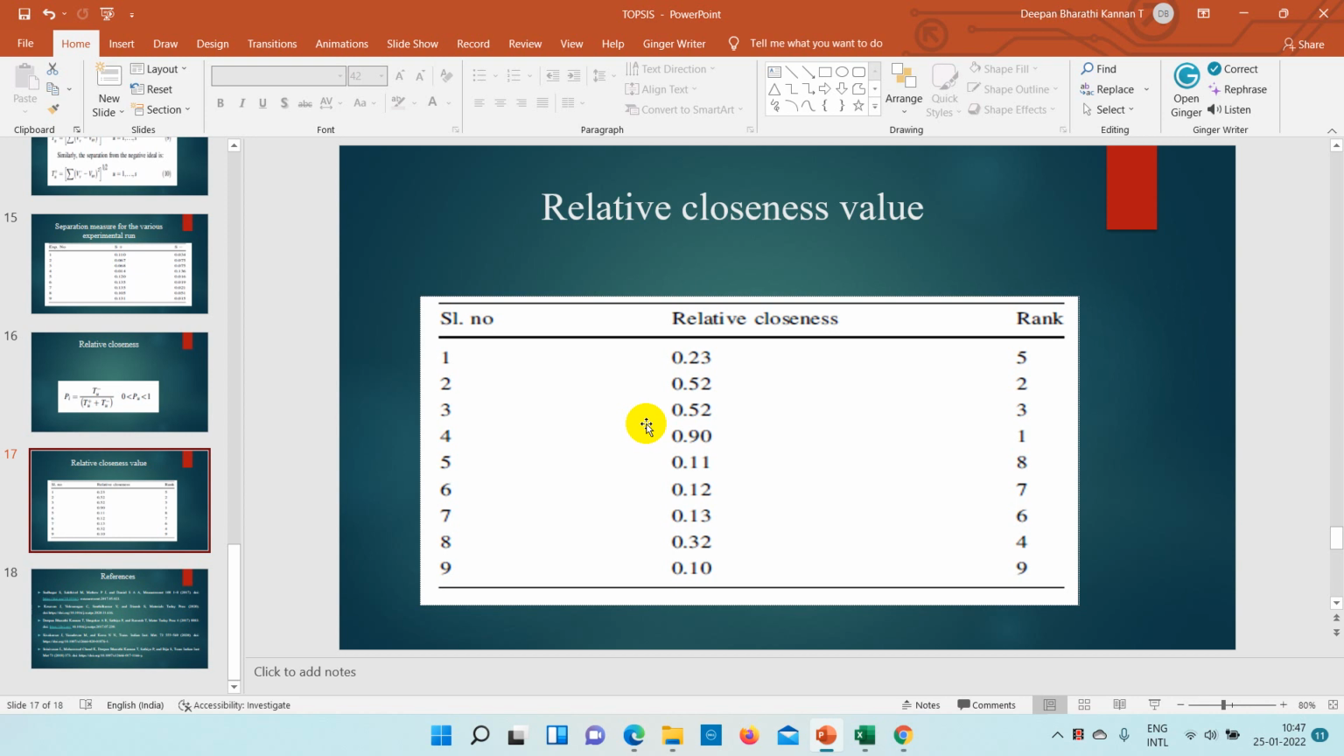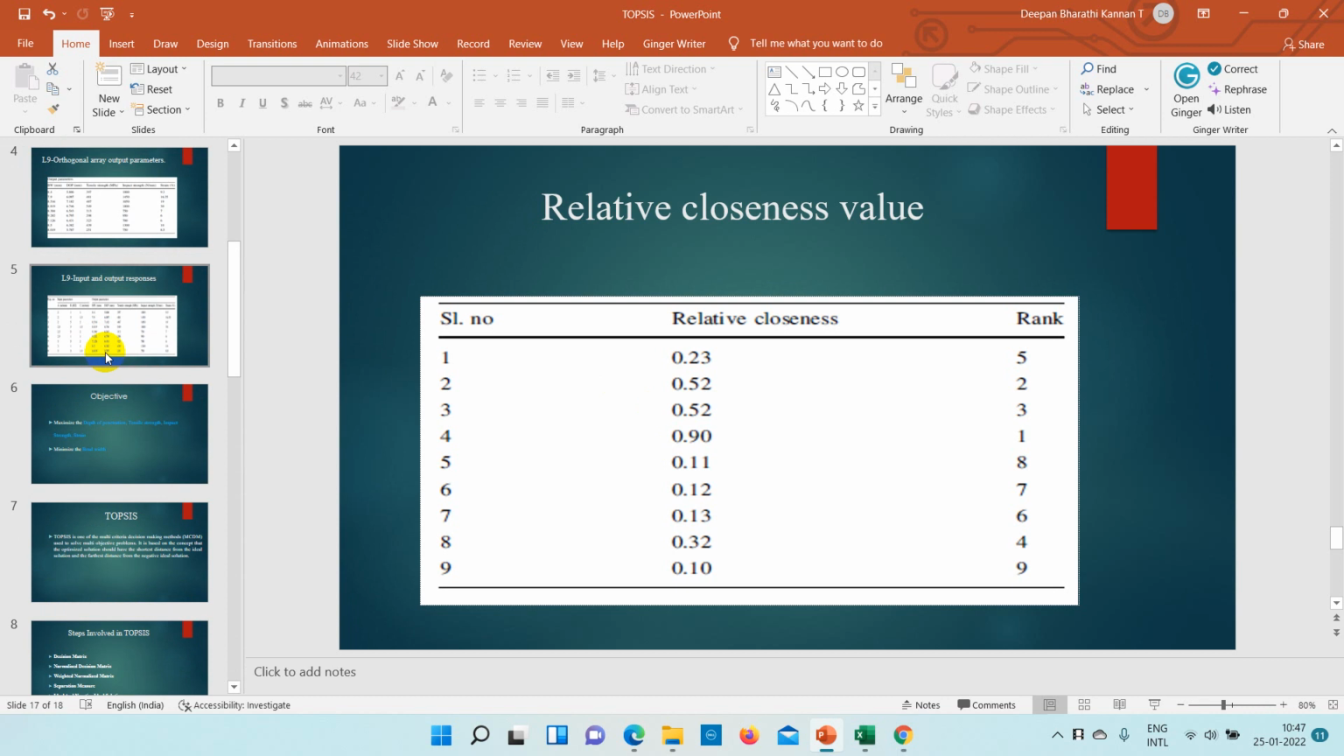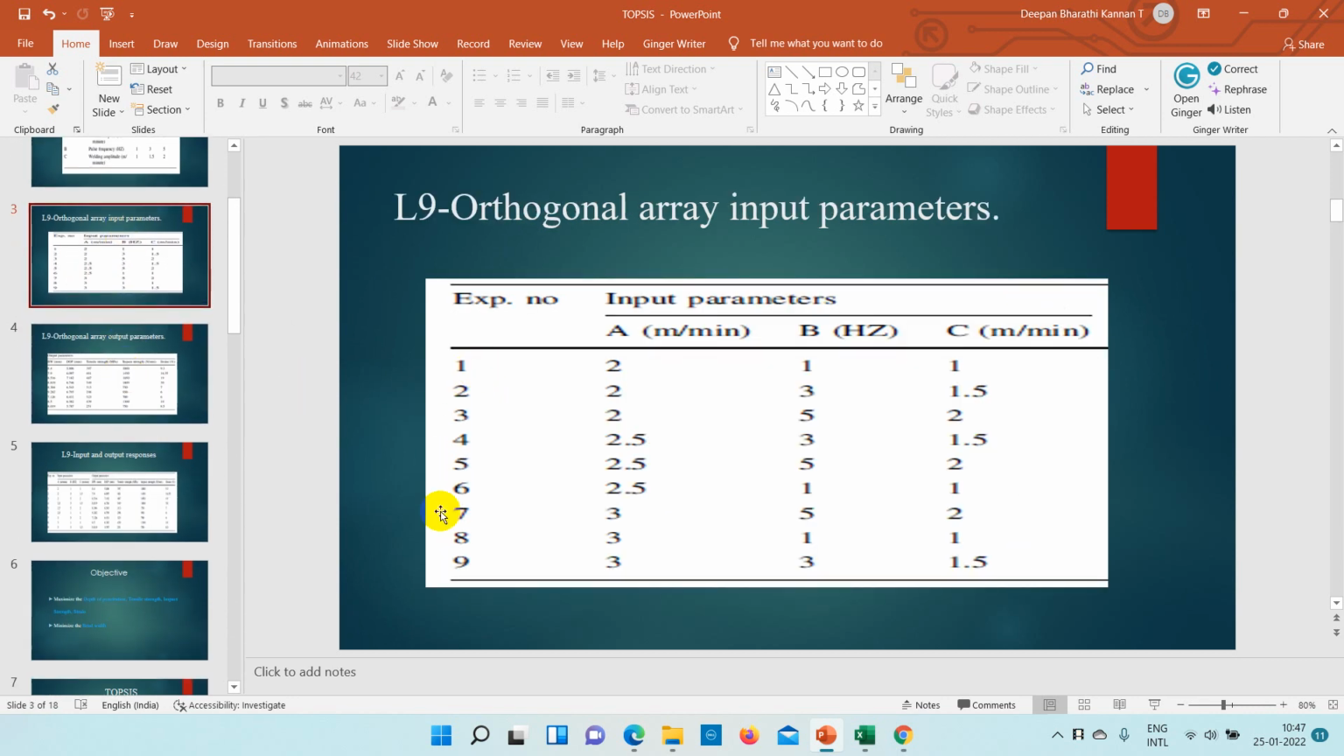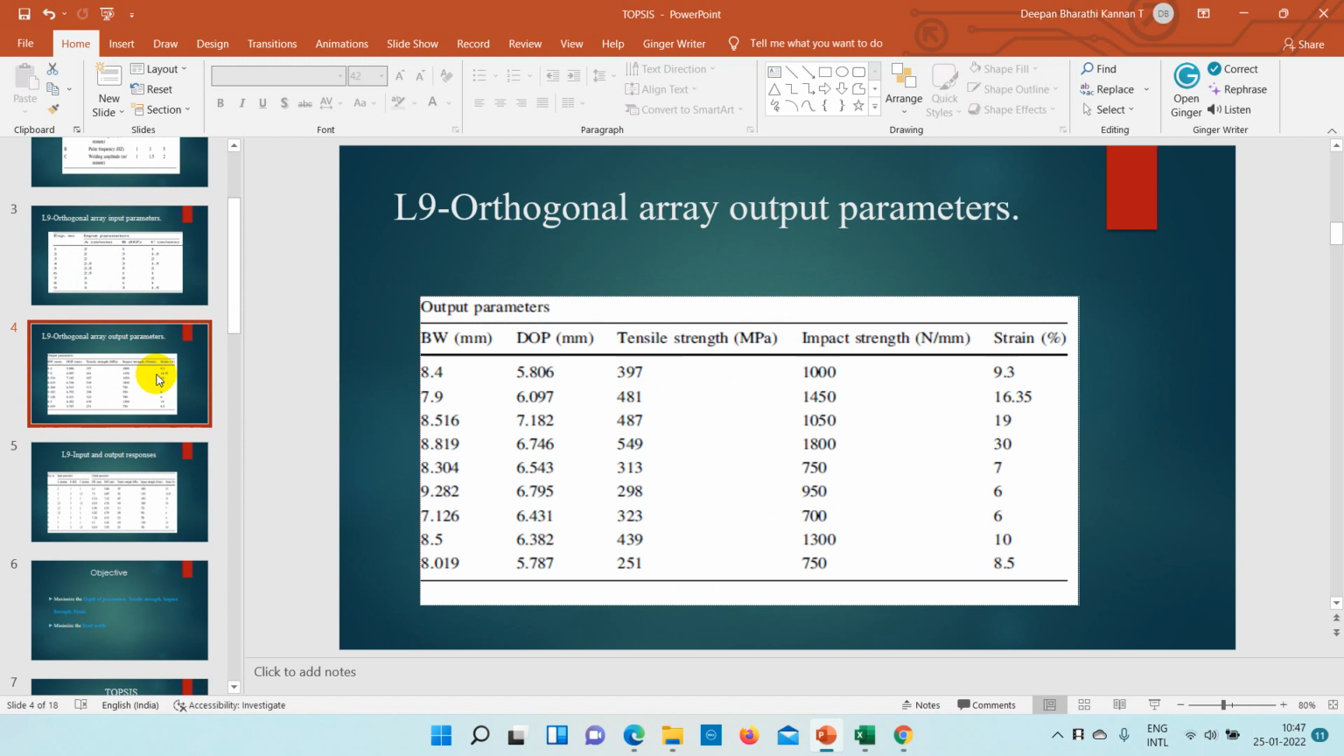So what they are basically doing is that they have five objectives, and they are converting those 5 objectives into a single objective function with the help of the TOPSIS method. Suppose we have only one objective, just tensile strength, what we can do is conduct all the 9 experiments and find which experiment has the highest value of tensile strength. We can easily and directly say.